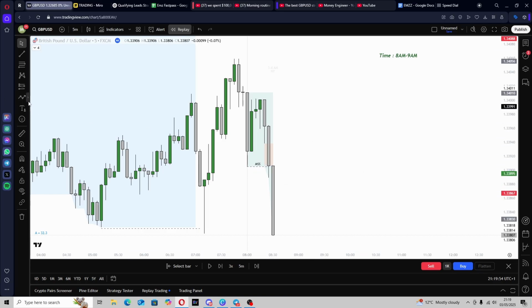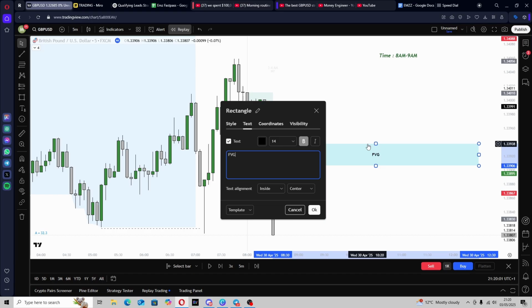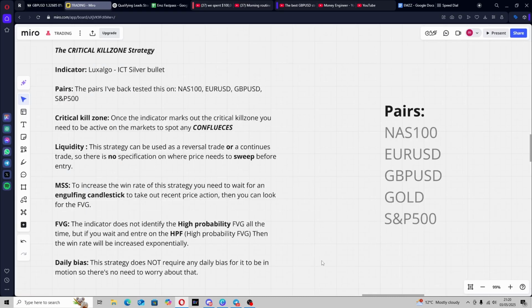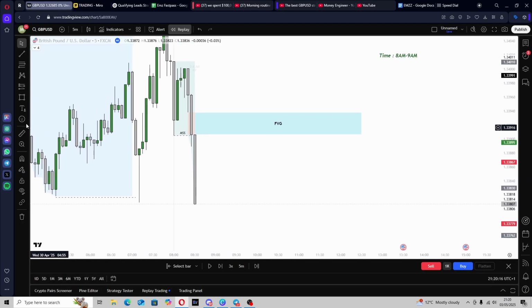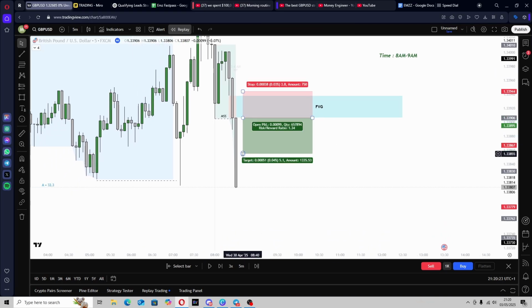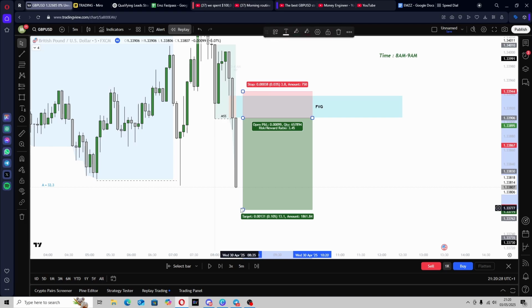So what we're going to be doing is extending this fair value gap over this area. Let me just mark this FVG. As soon as we've done that, what we need to do from here on out becomes very simple. This strategy does not require any daily bias for it to be in motion, so there's no need to worry about biases when you're trading. All you've got to do now is enter your position right on the bottom of the highlighted area, placing your stop loss just above the fair value gap and your take profit at least 1 to 3. I'm going to put it at 1 to 3.45 because I know it will completely go down and smash this take profit.